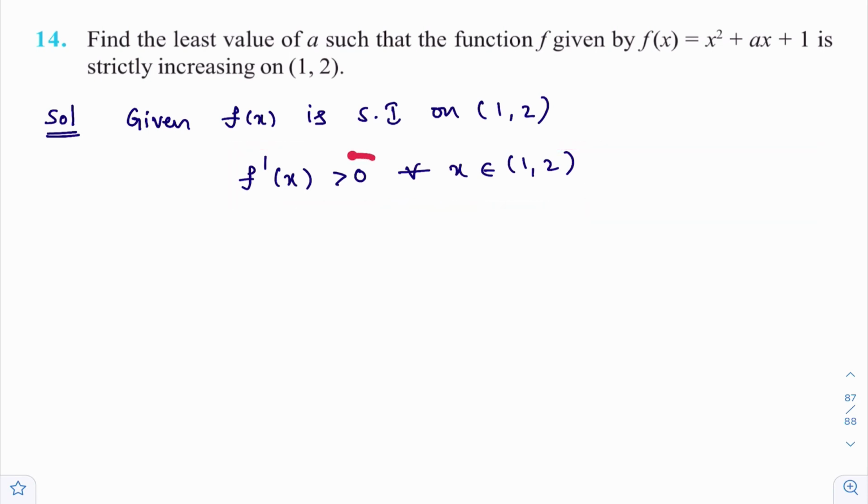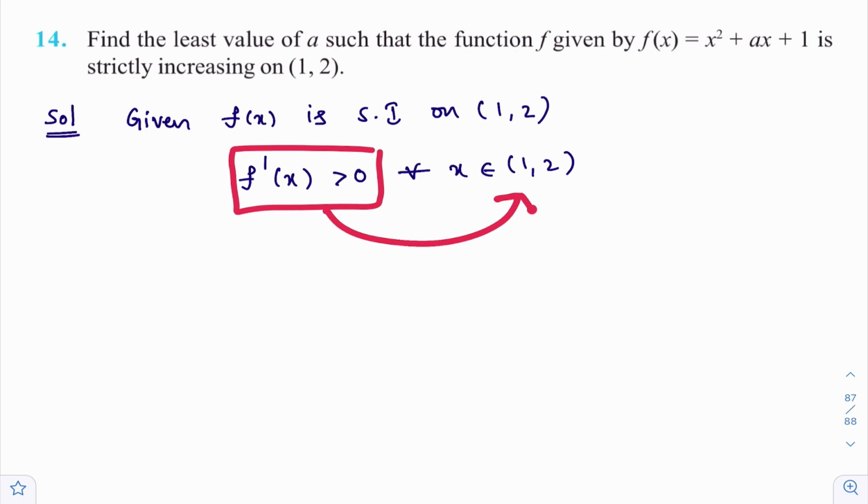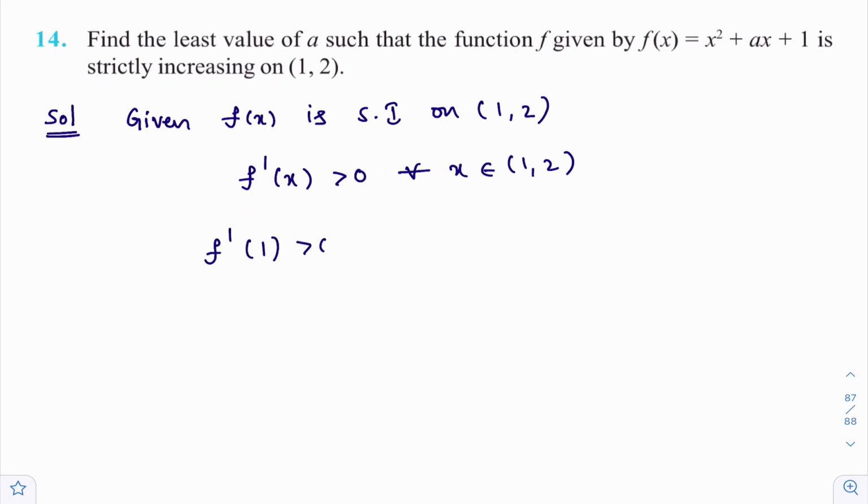Here it is very clear that f dash of 1 is greater than 0. Correct or not? F dash of 1 is greater than 0. What about f dash of 2? F dash of 2 also greater than 0. They given that f dash of x is strictly greater than 0 for all x belongs to open interval 1 comma 2. From this I can write that f dash of 1 is greater than 0 and f dash of 2 also greater than 0. I hope you are understanding.